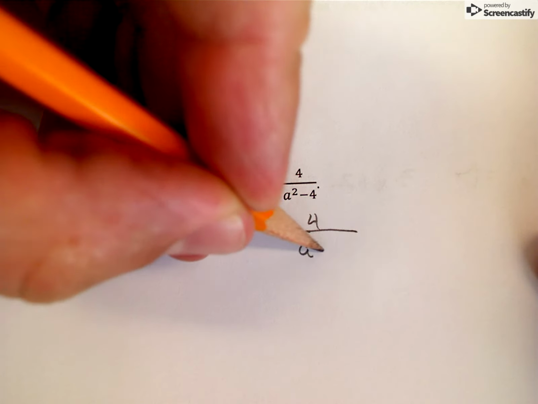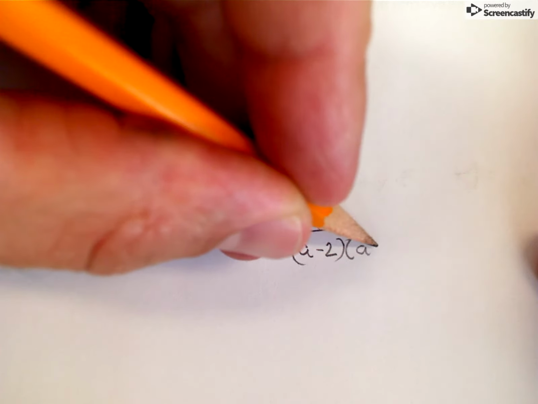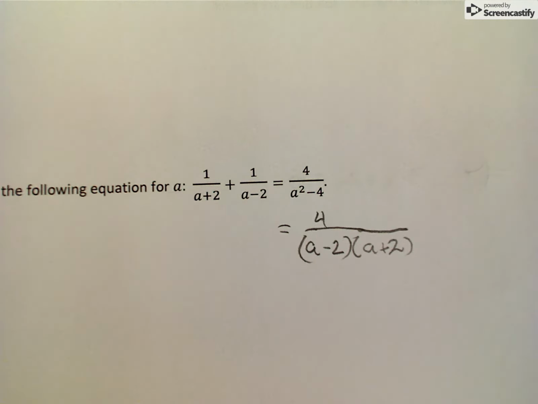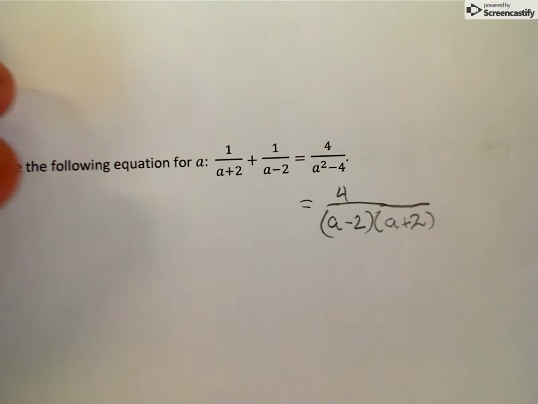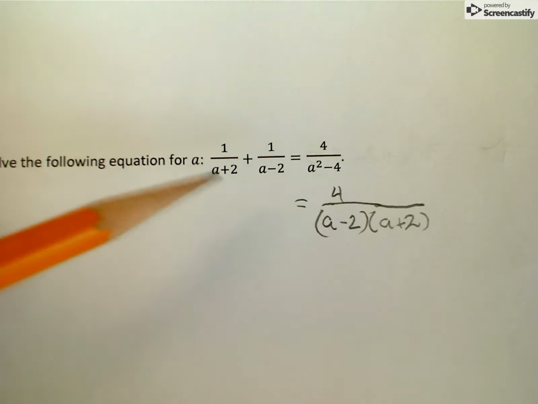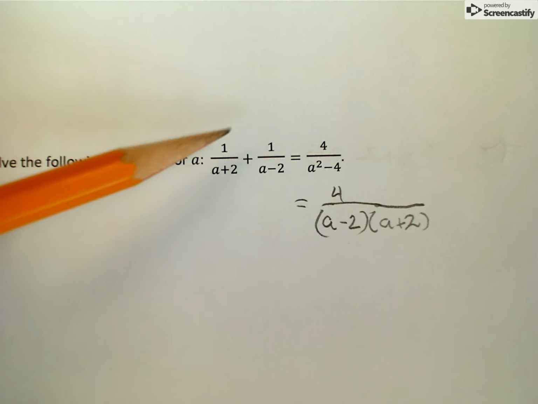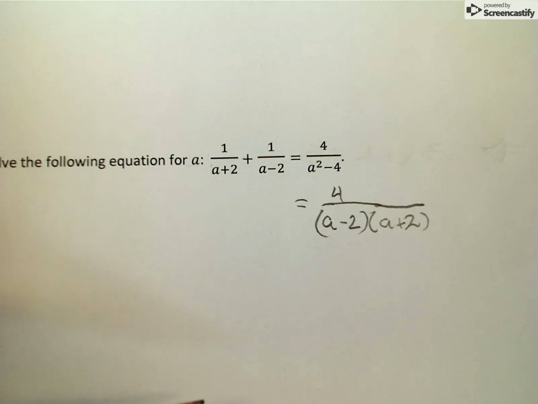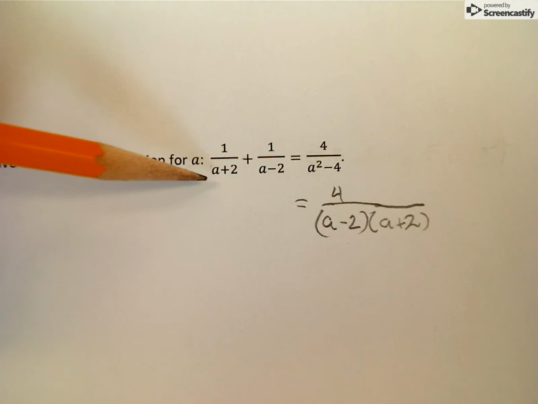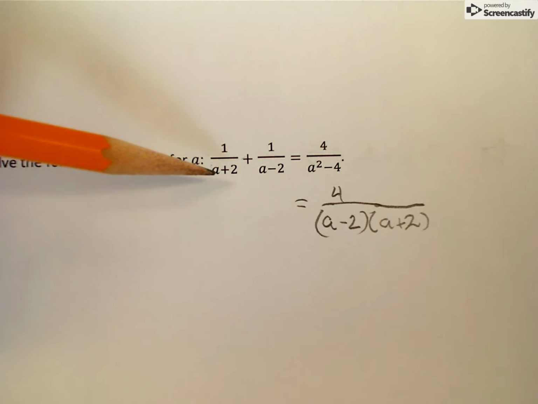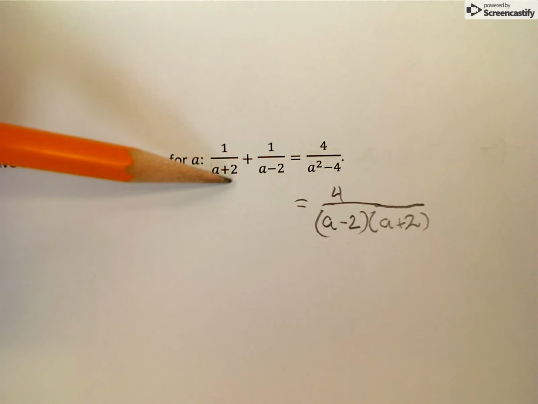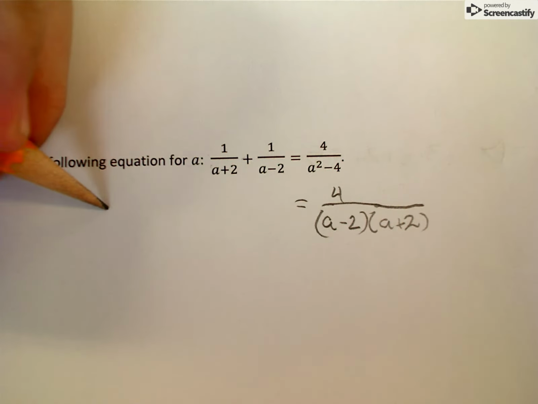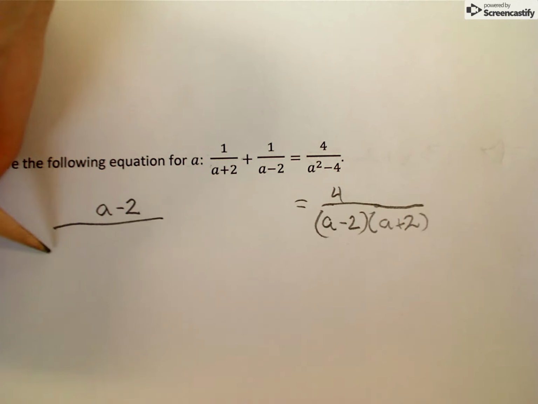It is a difference of squares, and it factors like that. So I've just rewritten the right-hand side of this equation. And I notice that these factors appear on the left-hand side, one in each of my rational expressions. So in order to find a common denominator, I need an a minus 2 as a factor on the bottom of this first one. So I can multiply the top and the bottom by a minus 2.